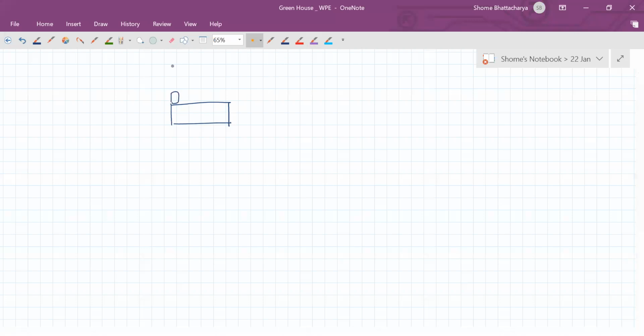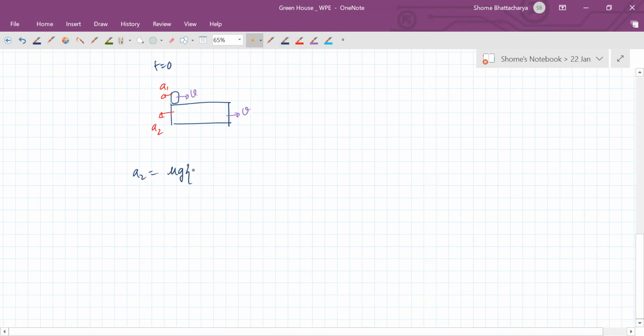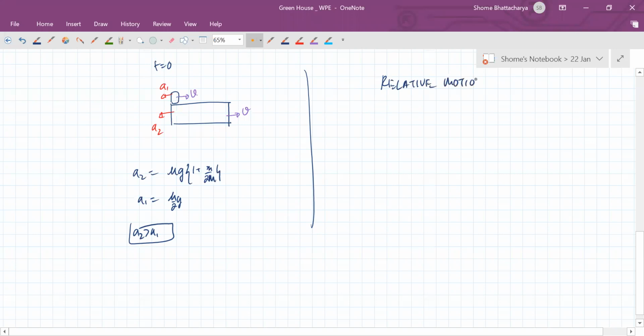So what you're seeing now is that this block and this wedge at t equal to 0, they both have the same identical velocity v, but they have different decelerations. A1 like this and A2 like this, where you can see that actually A2 being mu g into 1 plus m by 2M, and A1 being mu by 2 g, you can see that A2 is greater than A1. Okay. So now you can convert this to relative motion.